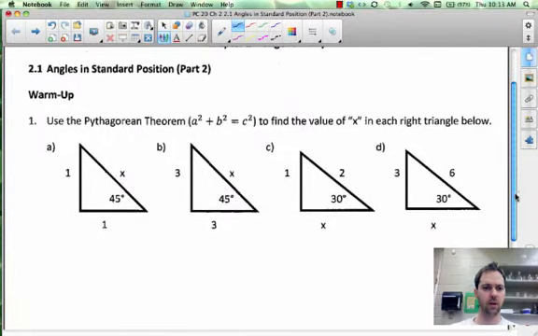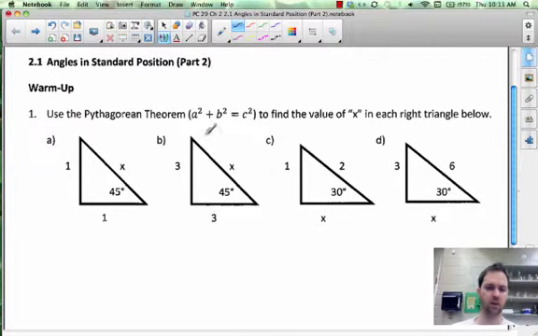So we use Pythagorean theorem to solve right triangles, and right triangles only. They have to have a 90-degree angle within them in order to use the theorem of Pythagoras. We're going to use Pythagorean theorem to solve two of the four triangles and then make some simplifications to solve the other two.